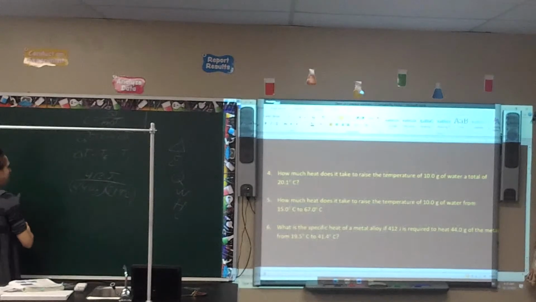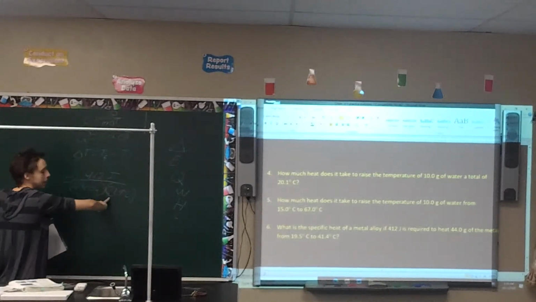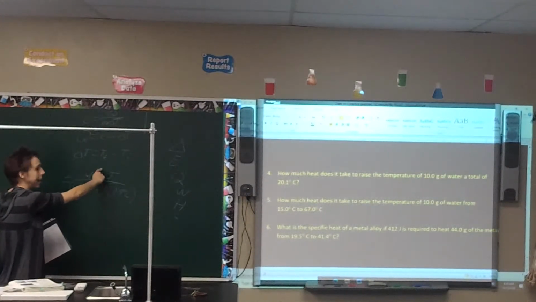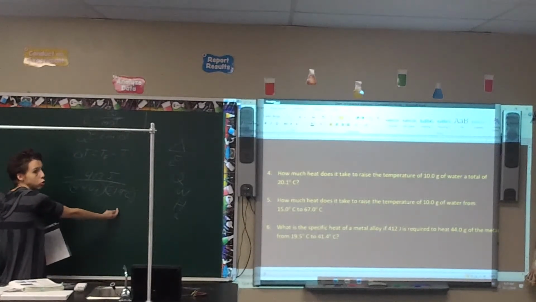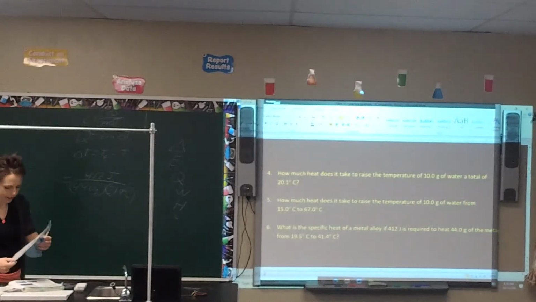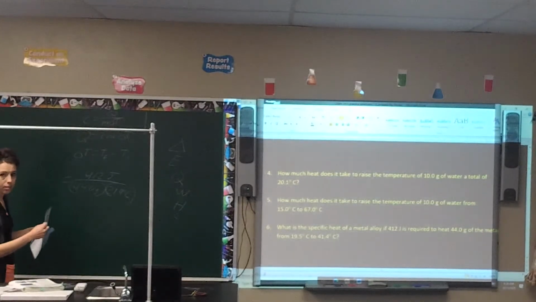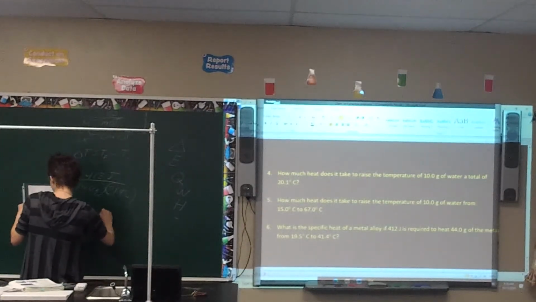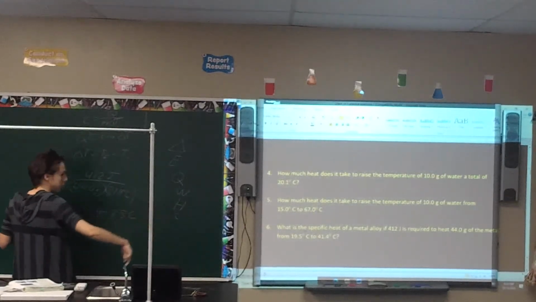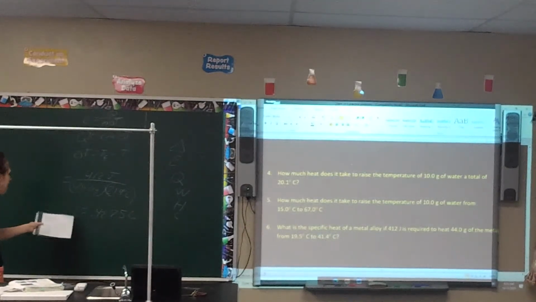So how do I solve to find specific heat? You take the 412 divided by the 44 divided by the 21.9, because remember, it's the top divided by the entire product of the bottom. So in your calculator you type 412 divided by 44 and then divided by 21.9. Just be careful how you type it in. What do you get for that answer? Specific heat equals 0.42756, and it just keeps going.